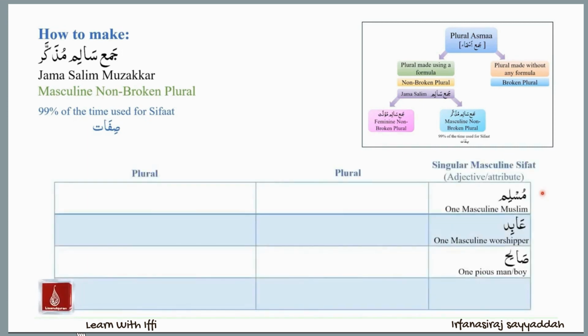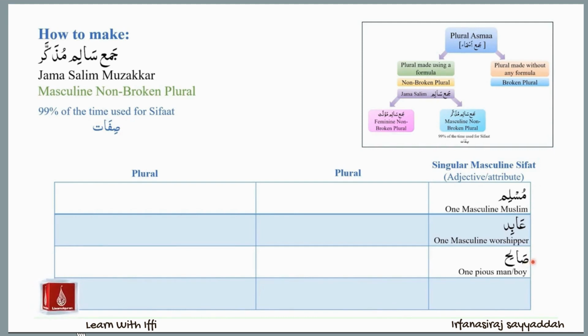We have the following asma: Muslim, which means one masculine Muslim; Abid, which means one masculine worshipper; and Saleh, which means one pious man or boy. Muslim, Abid, and Saleh are all singular asma. They are all masculine asma, and all of them are examples of sifat.